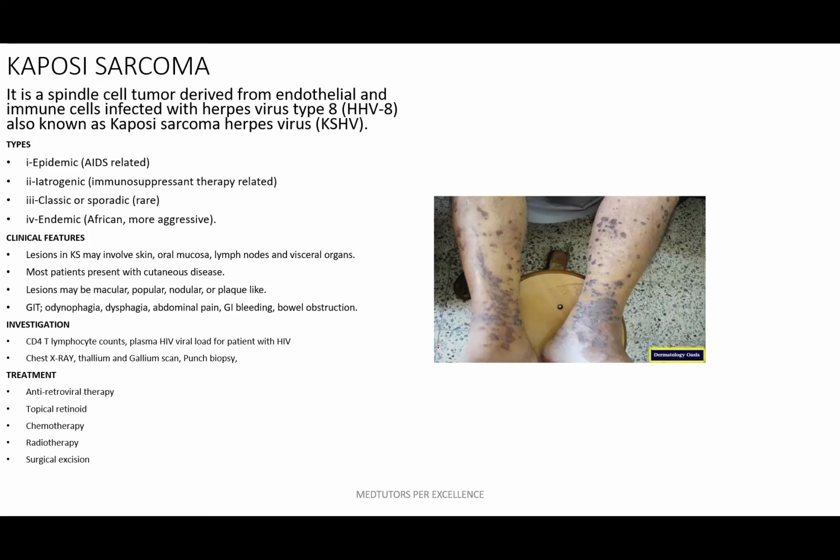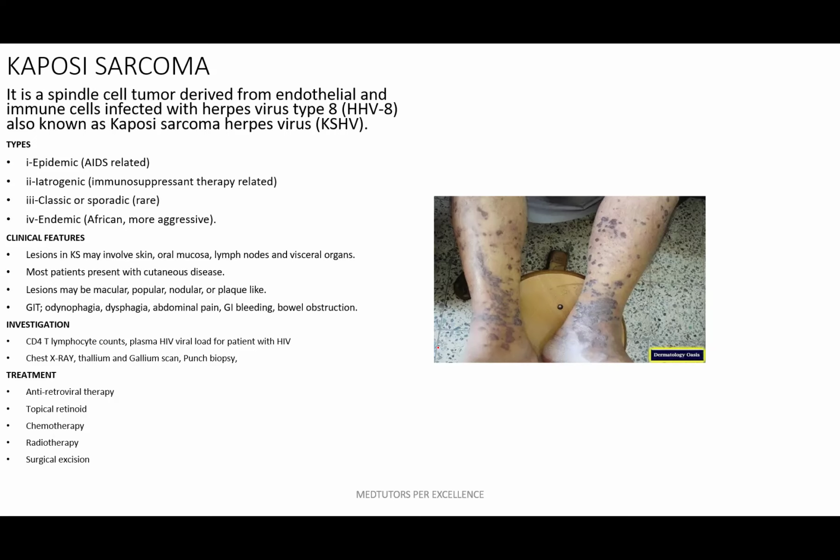Now, how do they present? There are lesions. Kaposi sarcoma may involve the skin, the oral mucosa, the lymph nodes, or even the visceral organs inside the body. Most patients present with cutaneous disease. The ones we see commonly are in the skin, and where in the skin, the lower limbs.